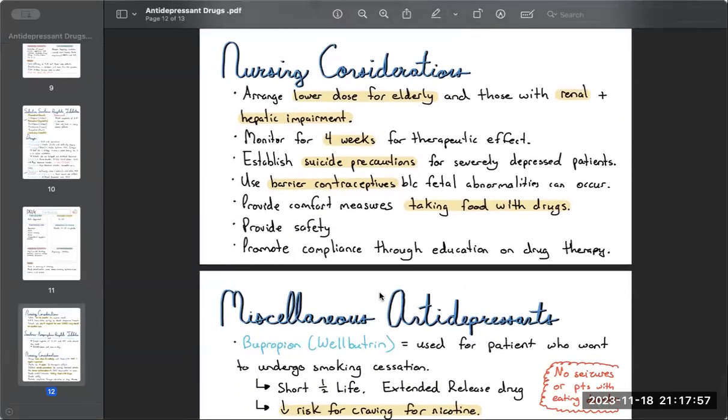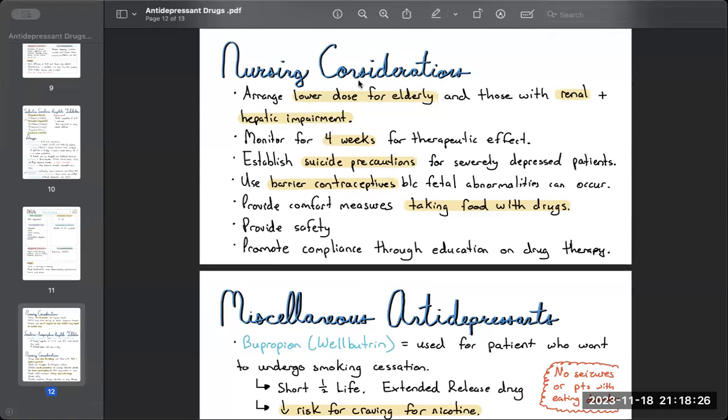Now, nursing considerations generally for these medications and antidepressants in general include lower doses for the elderly, because remember, they have a weaker renal and hepatic function. Monitor for 4 weeks for a therapeutic effect, generally with all these antidepressants. Why? Because they take a little while to work, and that's what we want to tell them. It's not going to work right away. They're not going to feel better tomorrow after starting the medication today.